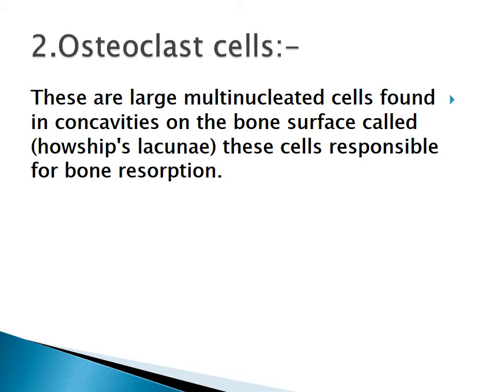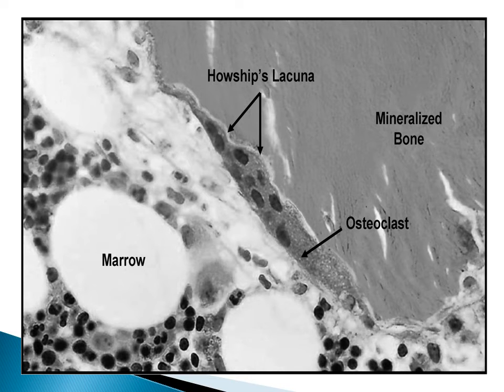The other type of bone cells are the large multinucleated cells found in concavities on the bone surface called Howship lacunae. These cells are responsible for bone resorption, and are called osteoclast cells. This slide shows histologically the osteoclast cells and the Howship lacunae, in addition to the mineralized bone and bone marrow.